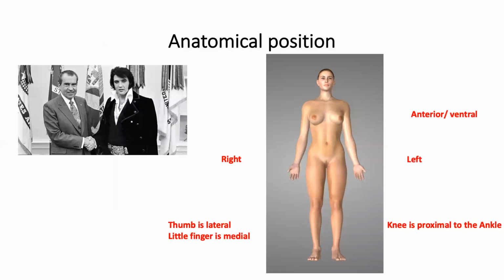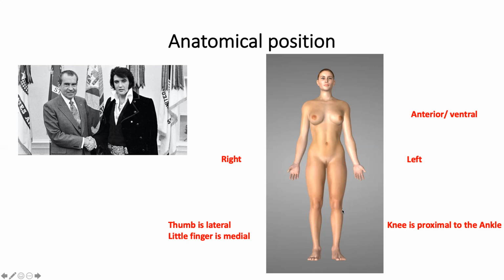And now let's move to some anatomical terms and anatomical position. I believe you all remember these two gentlemen, Richard Nixon and Elvis Presley. They are shaking hands with their right hand. And the way we see is everything we see, the right side is the right side. So in this diagram, this is the right side and this is the left side. So I want you to take that. That's one of the important anatomical terms and anatomical positions.